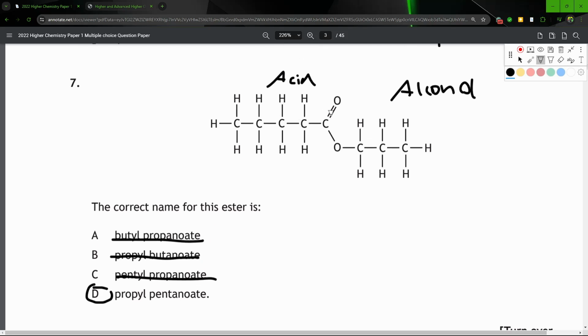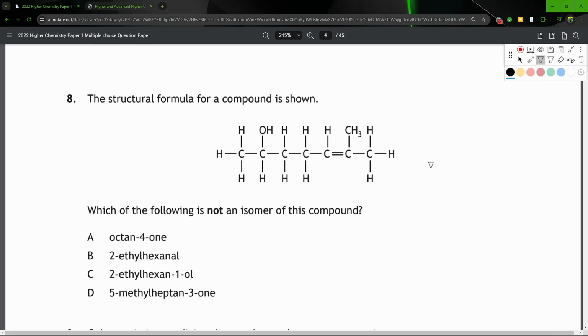I always forget to count this carbon here in the functional group, which is a bit of a sore spot of mine. So remember to count the carbon in the functional group.